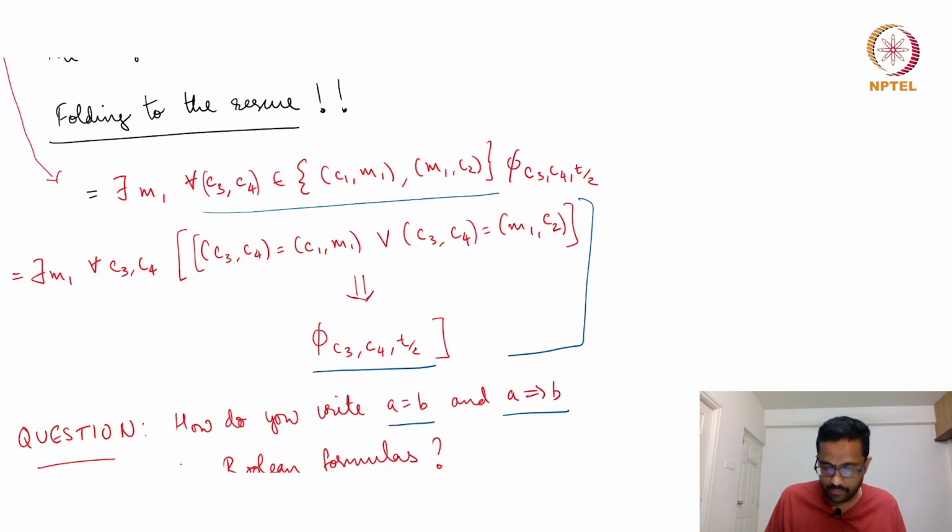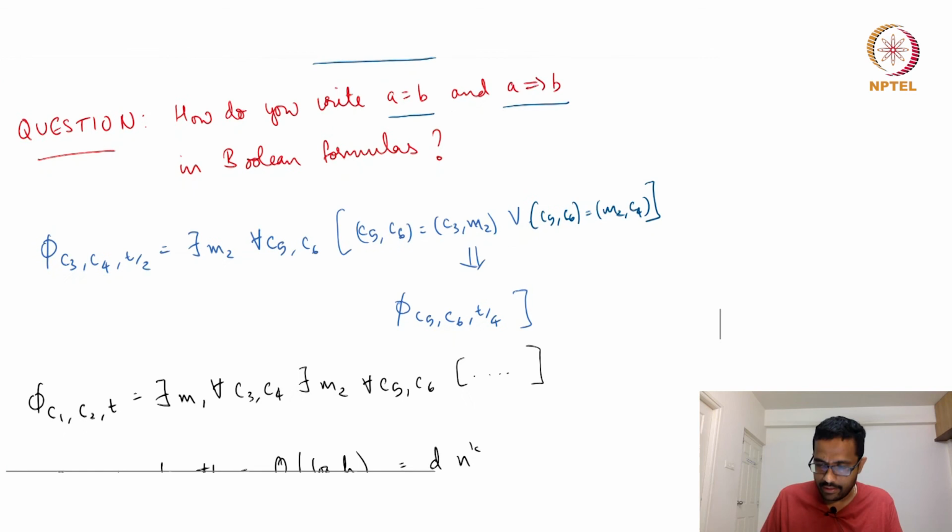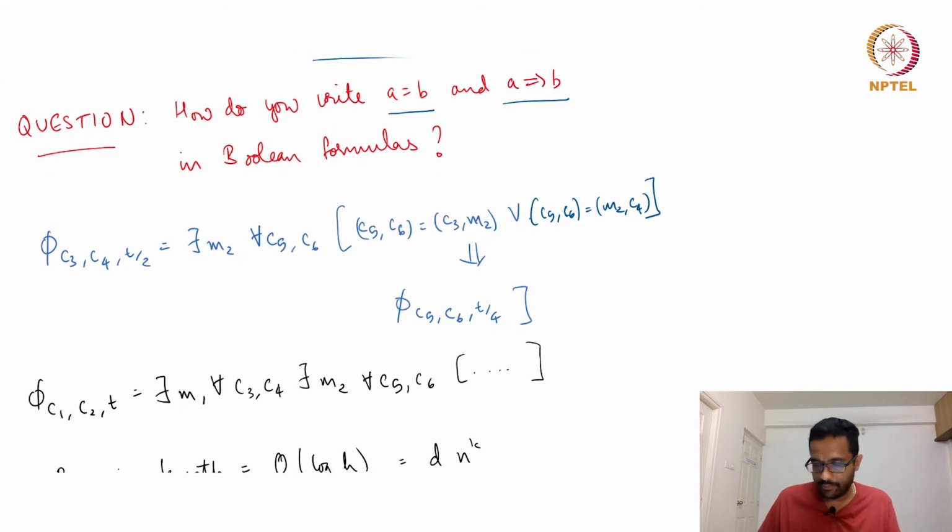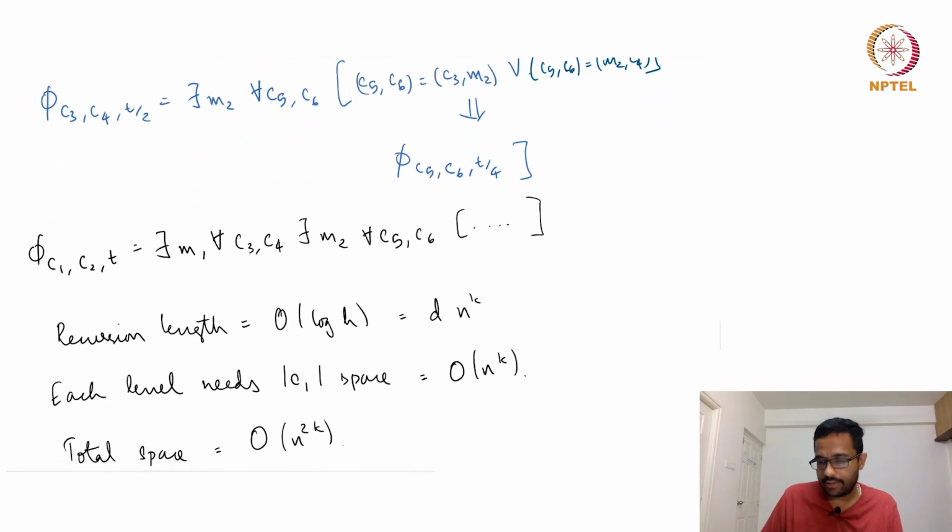There will be some formulas involving C3, C4, C1, M1, and C5, C6, C3, and then finally we will have 5 C5, C6 T by 4 as part of this, which again we can go deeper and deeper into. So the point is that each level adds only a linear term, some constant multiplied by n power k, which is what I have written here in the part that I am underlining now. Each level needs extra space that is some constant times order.